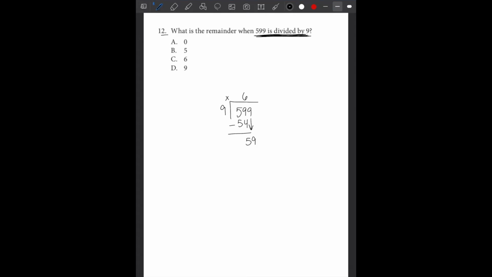We bring down this 9. We do it again. 6 times 9, 54. What is our remainder? 5. And the problem asks for the remainder. So this was a simple division problem. You had to know how to properly divide it by reading the words. And our option is B.